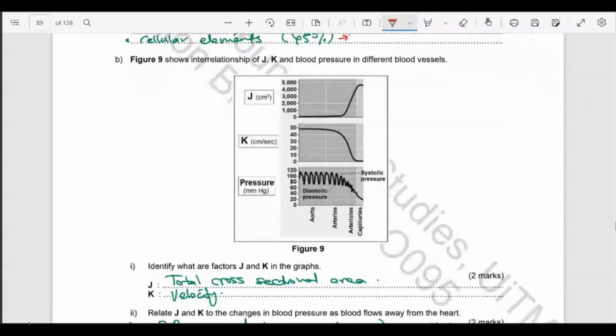Okay, so for the next question, figure 9 shows the relationship between J and K and blood pressure in blood vessels. Starts from the aorta, and then you have the arteries, arterioles, blood capillaries, and then blood capillaries in the vein, and back to the heart. Okay, to the venous graph. So you have these 3 graphs that explain 3 factors.